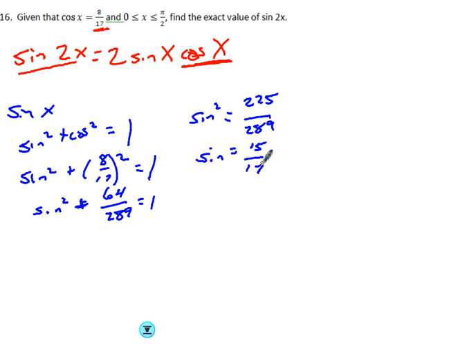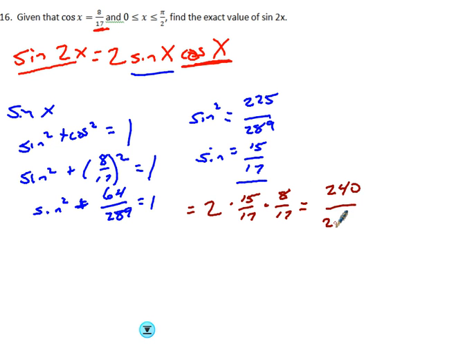So that nice little review if you forgot about that from trig. So now we know what the sine value of x is: 15 over 17. So you substitute back into the problem, and we can take the sine of 2x, which is equal to 2 times 15/17, which is the sine of x, times 8/17, which is the cosine of x. Multiply those together, and you get 240 over 289. So a little bit of work, a little bit of trig review for that one.